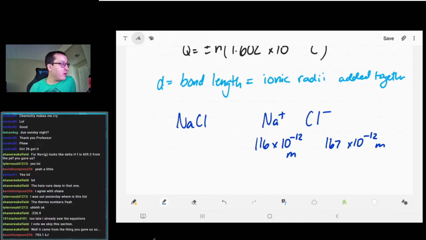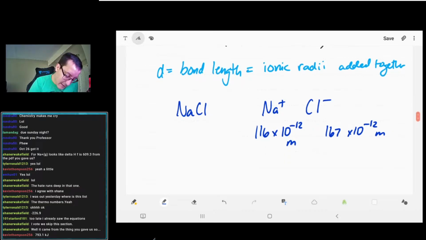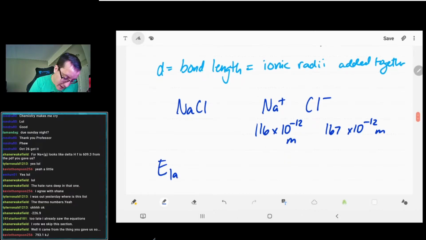Okay, Kevin, if you wouldn't mind doing that. So this tells us that the lattice energy here is equal to kappa times Q over.